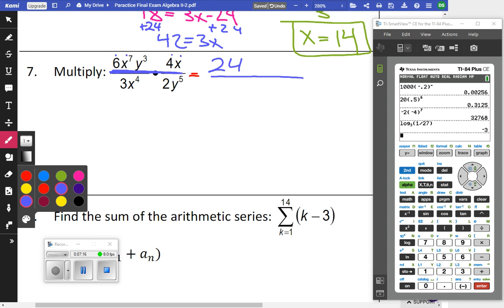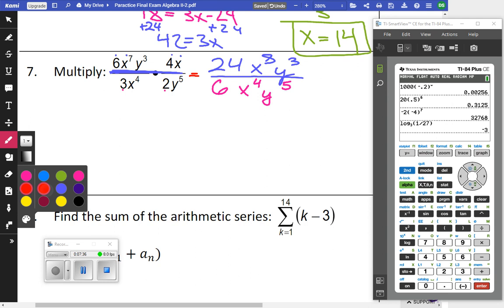So how many x's do I have now? It's x to the 8th power. I just add the exponents. And this one's y cubed. On bottom, I've got 3 times 2 to get me 6. X to the 4th, y to the 5th. Once I multiplied it together, I'm just simplifying.